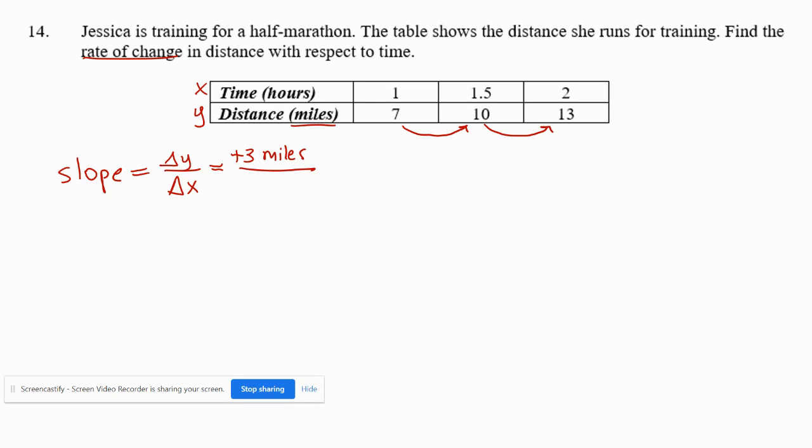miles. Change in x, how do we go from 1 to 1.5 to 2? It looks like we're going up by 0.5, and we're talking about hours. And then what you're going to want to do is take the numerator divided by the denominator. So in your calculator, 3 divided by 0.5 is going to end up giving you 6. Okay. Let's write that as a fraction, put it over 1. The numerator was talking about miles. The denominator was talking about hours. So in a sentence, what's going on here? Basically, Jessica runs 6 miles per hour.